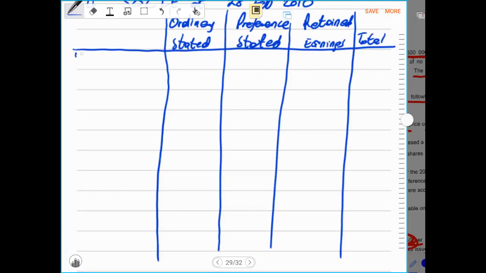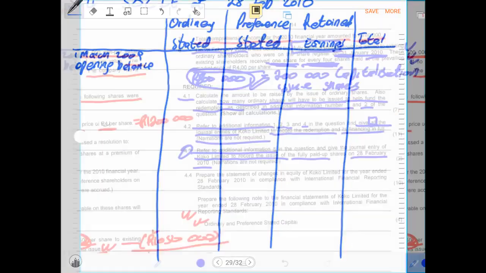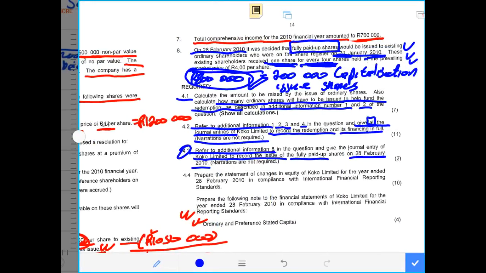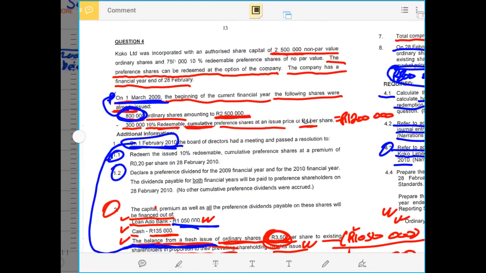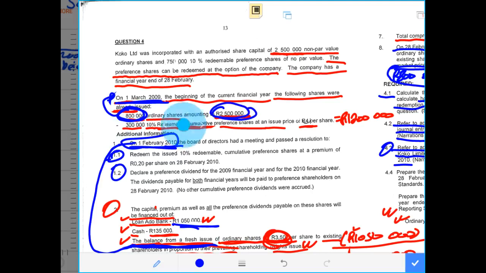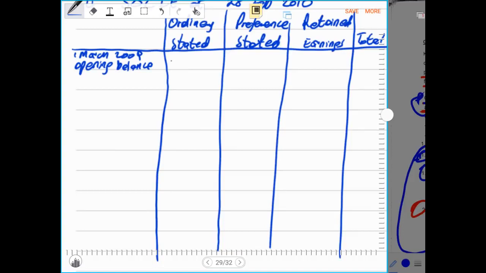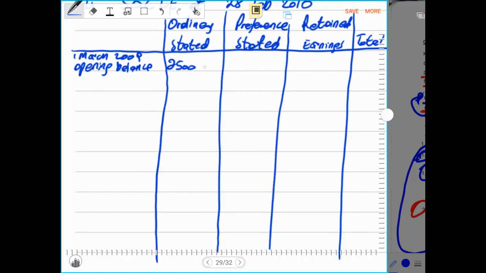Starting with the opening balance on the 1st of March 2009. That was the beginning of the accounting period, the opening balance. Opening balance in terms of ordinary stated capital, we go and check how much capital was already there by the 1st of March in the year 2009. That opening balance is 2,500,000 rands.